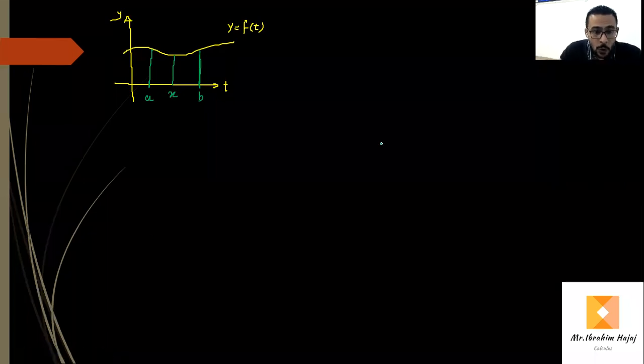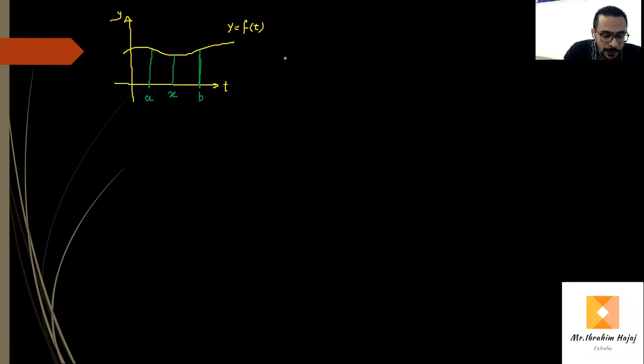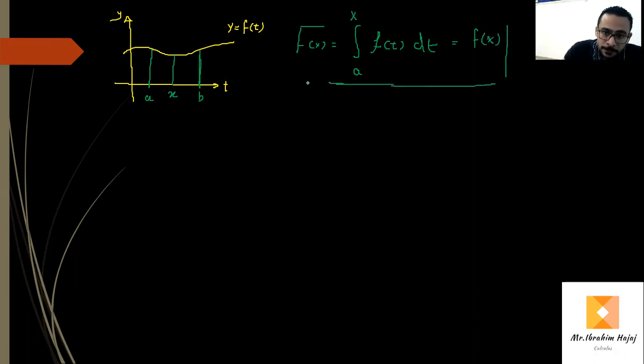Listen carefully. What does the fundamental theorem of calculus state? It states that uppercase F of x, which is the antiderivative of f of t, is equal to the definite integral from a to x of f of t, lowercase, dt. And this all is going to be equal to f of x, lowercase f of x. This is the first part of the fundamental theorem of calculus.